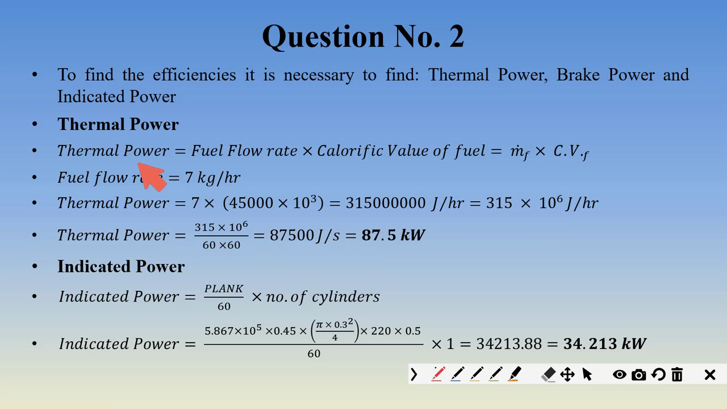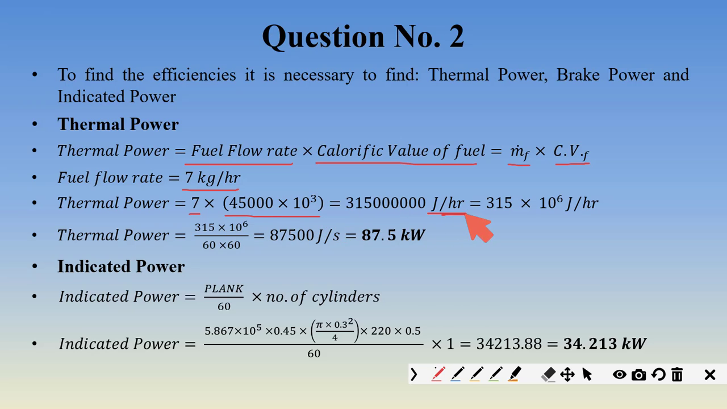What is the formula of thermal power? Thermal power is fuel flow rate into calorific value. So that is what we have done. We know the fuel flow rate is 7 kg per hour. So again I have done fuel flow rate into the calorific value.